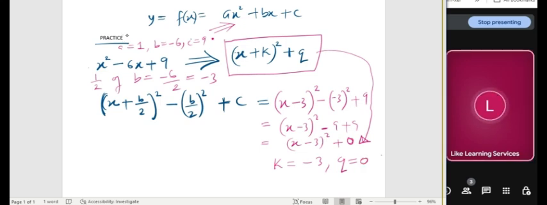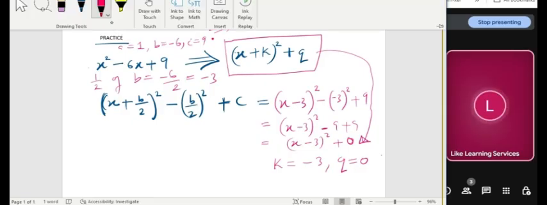If you were to sketch this, because one of the uses of completing the square is for sketching graphs, how will it look?